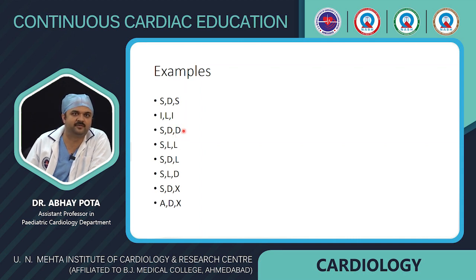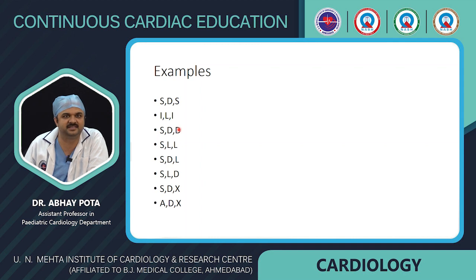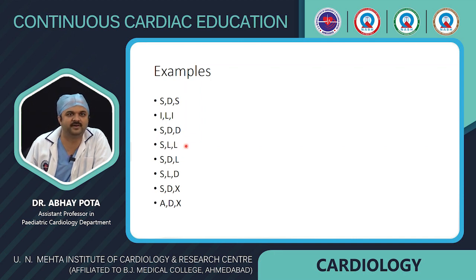D posed aorta, as we already discussed, is commonly seen in TGA. Not necessarily always, but commonly seen in case of TGA. So SDD indicates D-TGA. What is SLL? Situs is solitus, normal, L looped ventricles. So the RV is on the left of the LV, and L posed aorta. This is commonly seen in cases of DILV. SDL: situs solitus, D loop ventricle, but L posed aorta. Then situs solitus, L loop ventricle, D posed aorta.